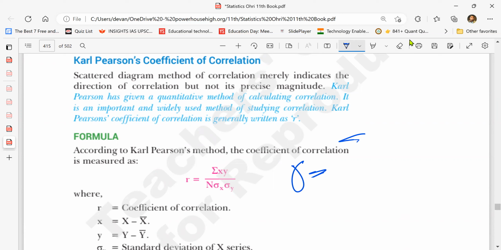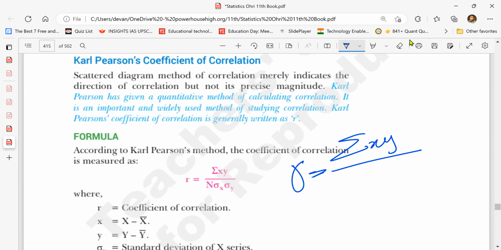R is equal to summation xy whole divided by, just one second. Yes, sir. Done. Noted.